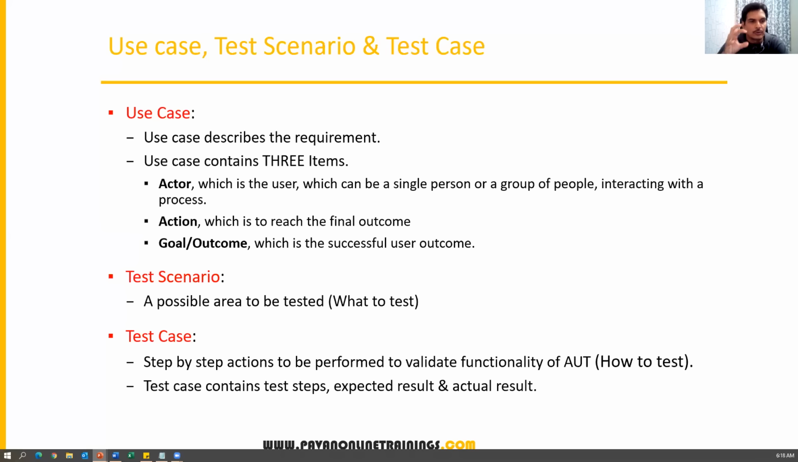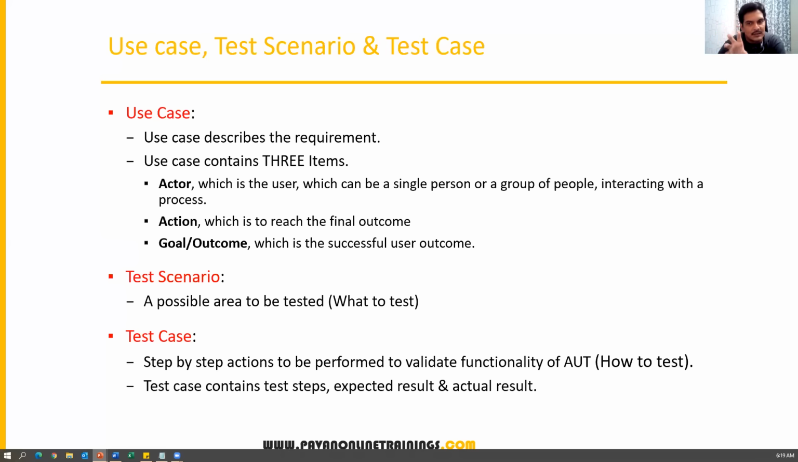So what to test and how to test. A test case is basically a step-by-step action to be performed to validate the functionality of the application under test. Whatever functionality we have to test, we will go step by step, performing step-by-step actions on the application. That is called a test case. A test case contains multiple steps which we perform to validate the functionality, mainly focusing on how to test. That is the basic difference between test scenario and test case.